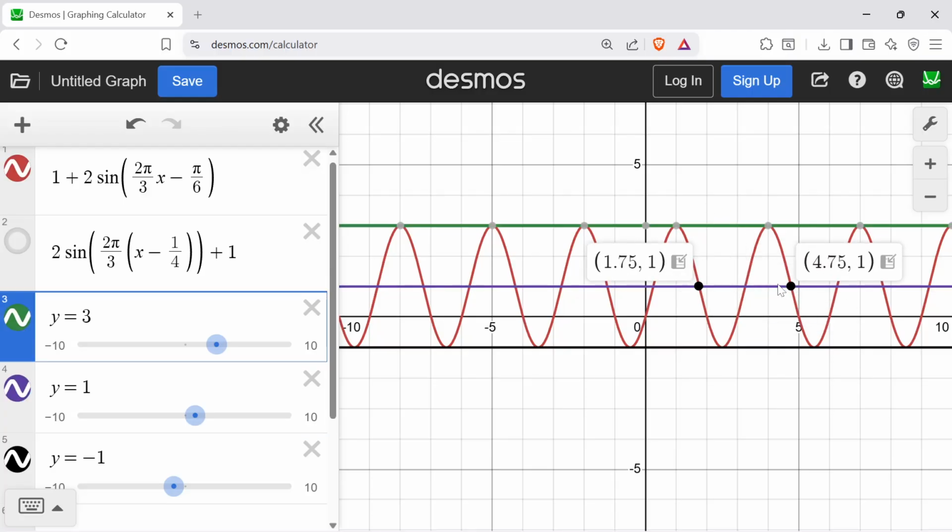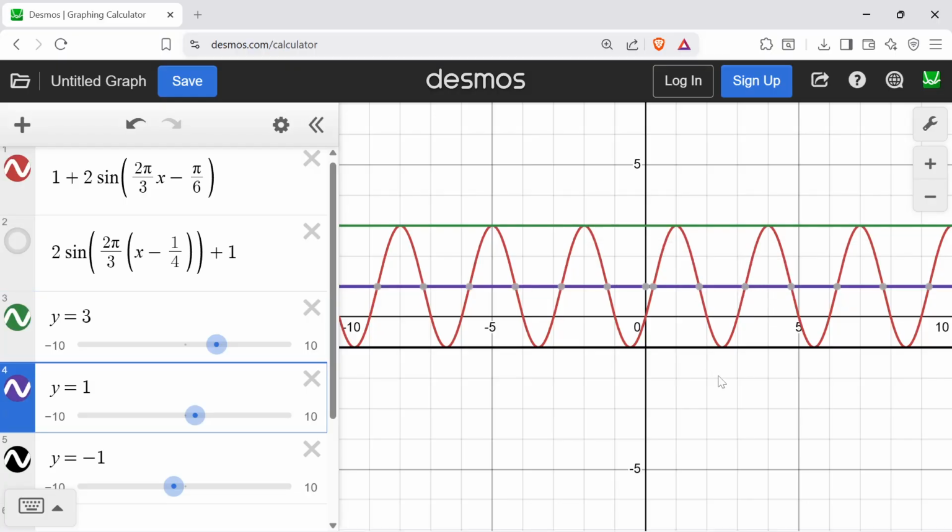I don't know why that one's sticking. How did I get that one to stick? I don't know. Did I double click on it? I don't know. However, I got it to stick. 4.75 and then 6.25. And that's 2 cycles. 1, 2 up to 6.25.